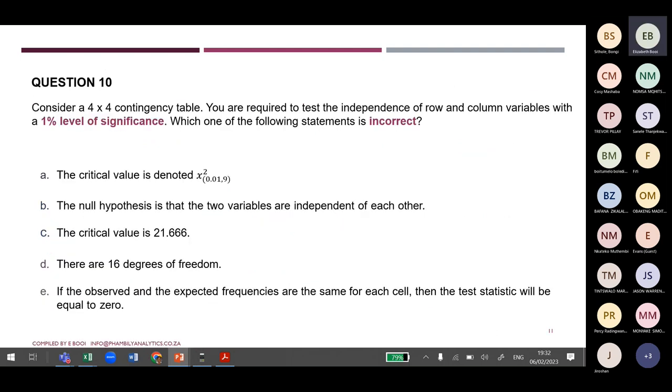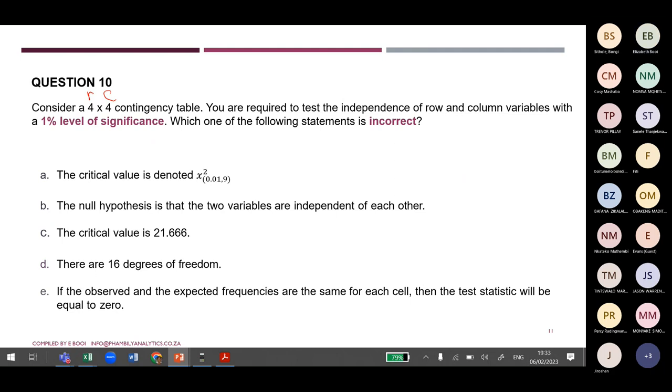Right, Question 10. Which then means we are left with 3 more questions. Now we're getting to a contingency table. Consider a 4x4 contingency table. You are required to test the independence of rows and columns variables with a 1% level of significance. Which one of the following statements is incorrect? We're dealing with a 4x4, which means we have 4 rows and 4 columns.